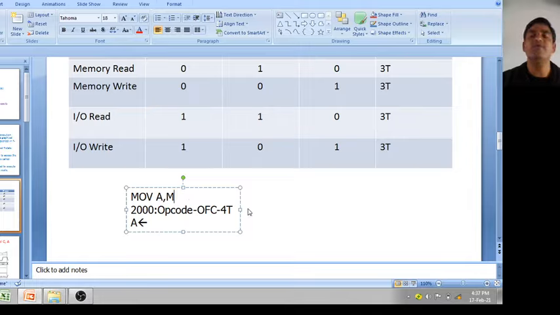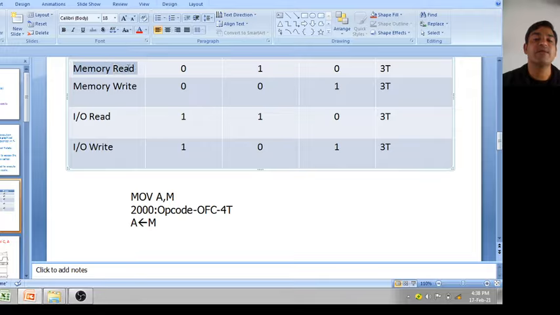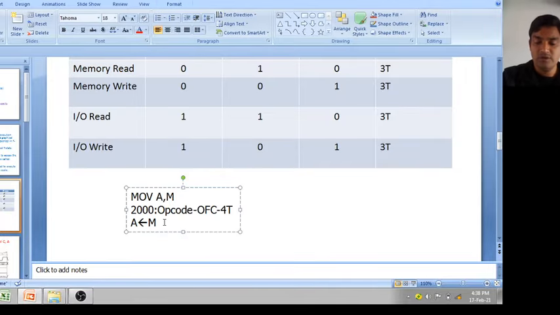Now what is the function of this? The contents of M are coming into A, where M is memory. Data is coming from memory to the microprocessor, memory to accumulator. So there will be a memory read operation. And in case of memory read, in all cases only 3 T states are required, except opcode fetching.